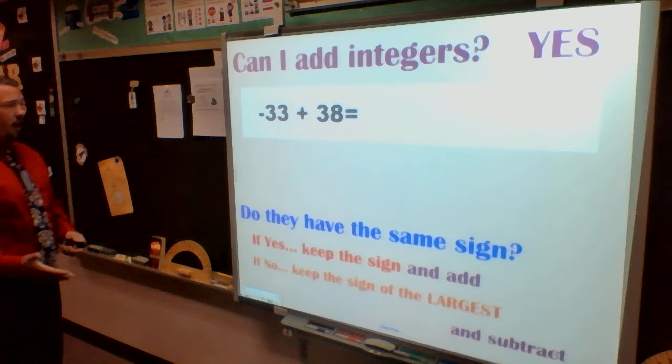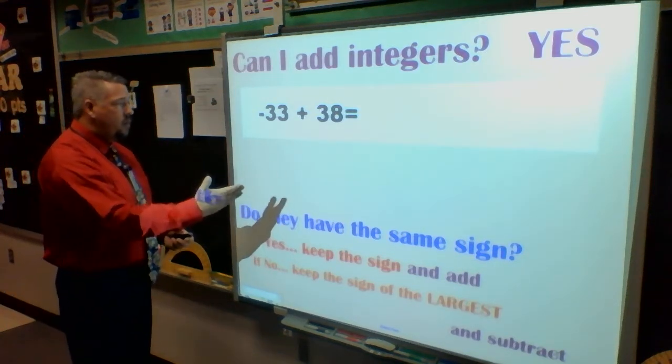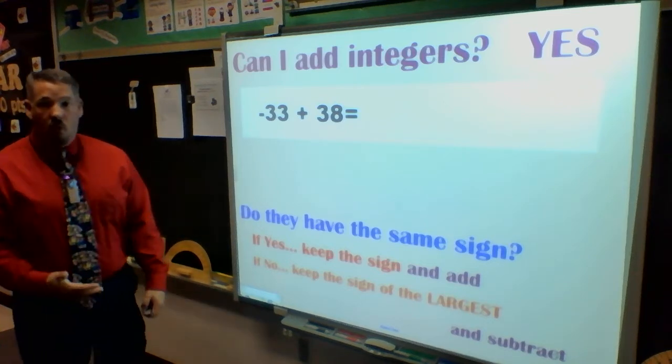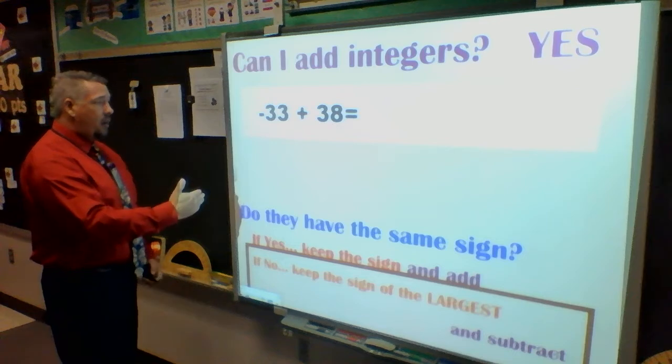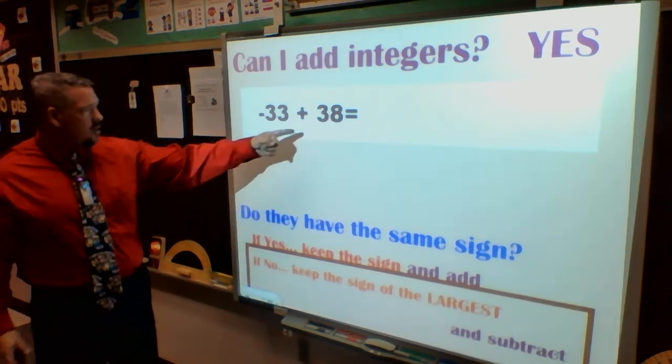On this example, I have addition. I start with the same questions. Can I add integers? Yes, I can. Do I have the same sign? No, I don't, do I? I have a positive and I have a negative. So I have to look for the largest number. Well, the largest number is a 38.